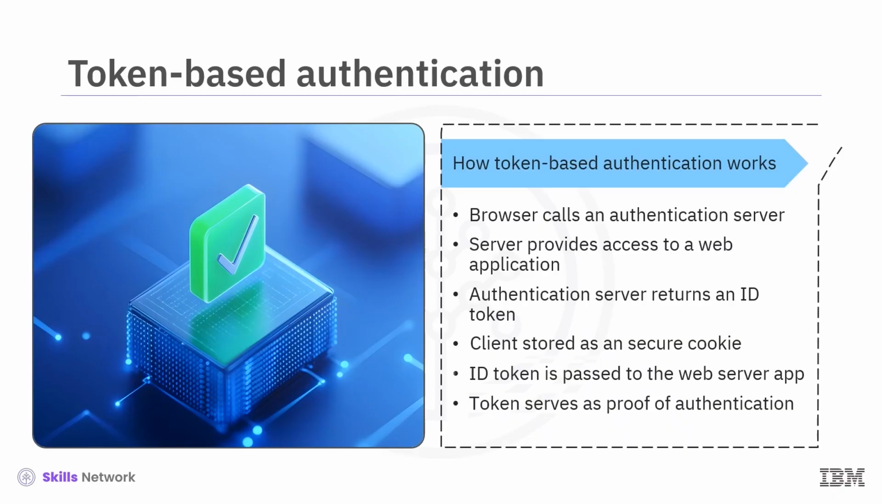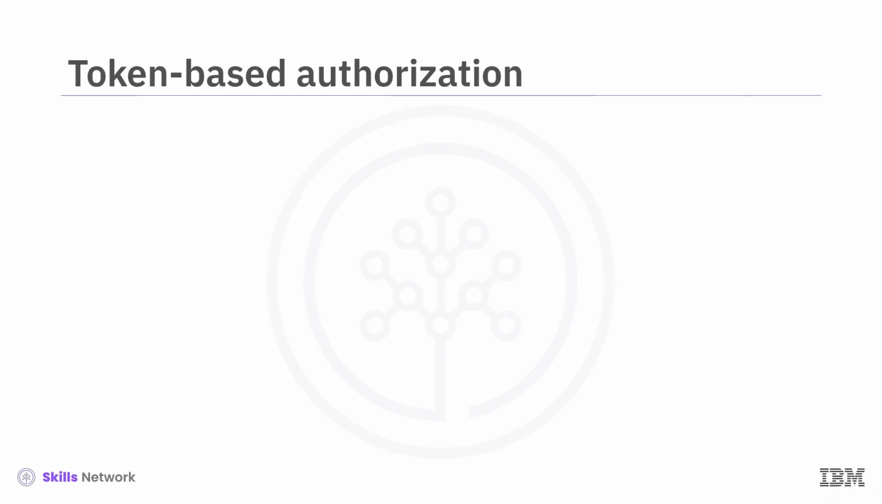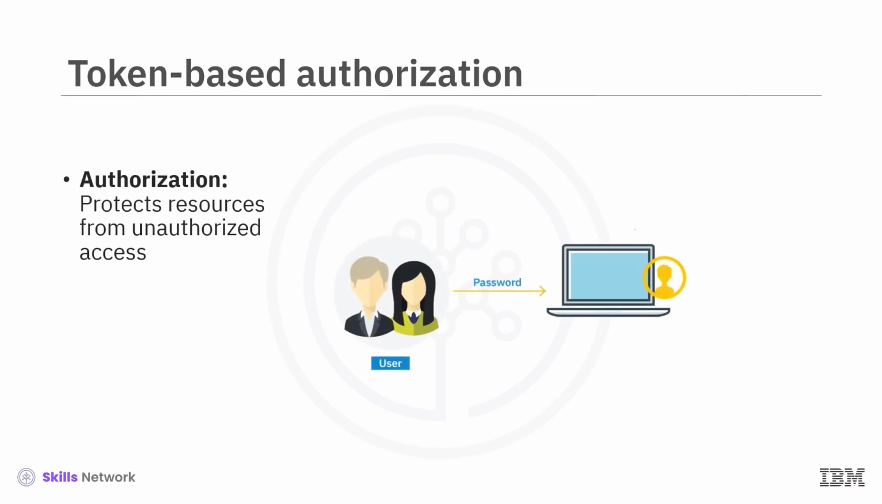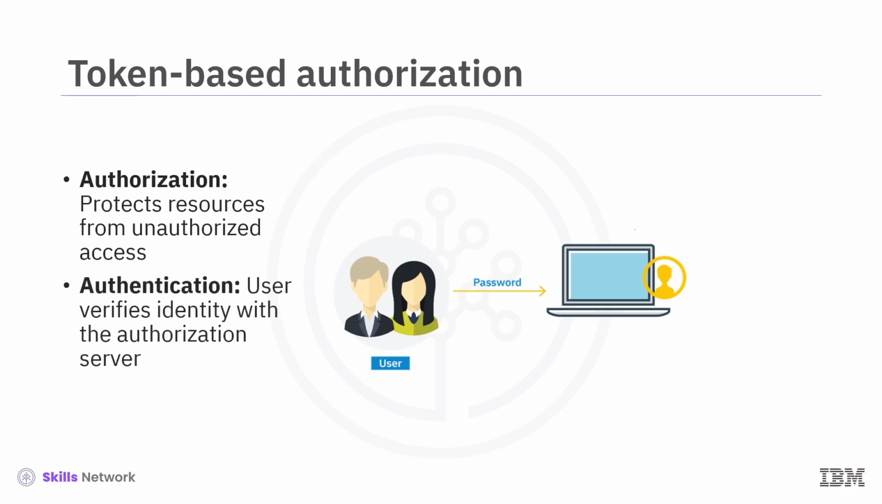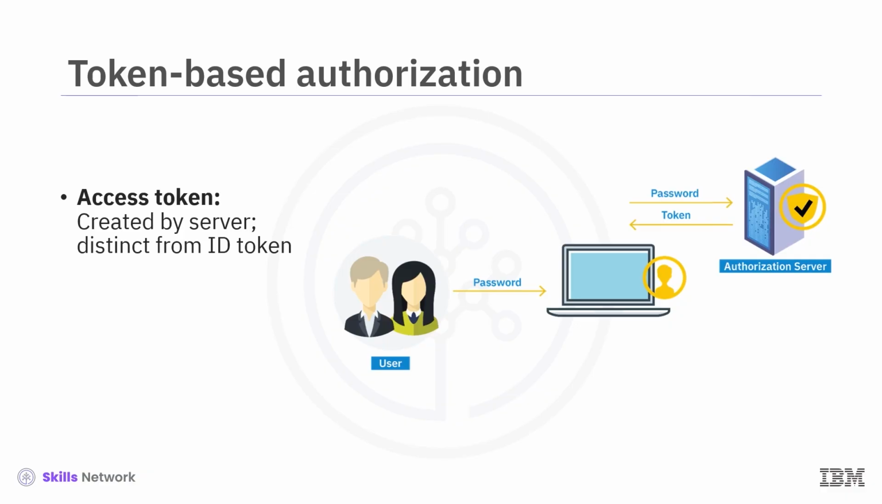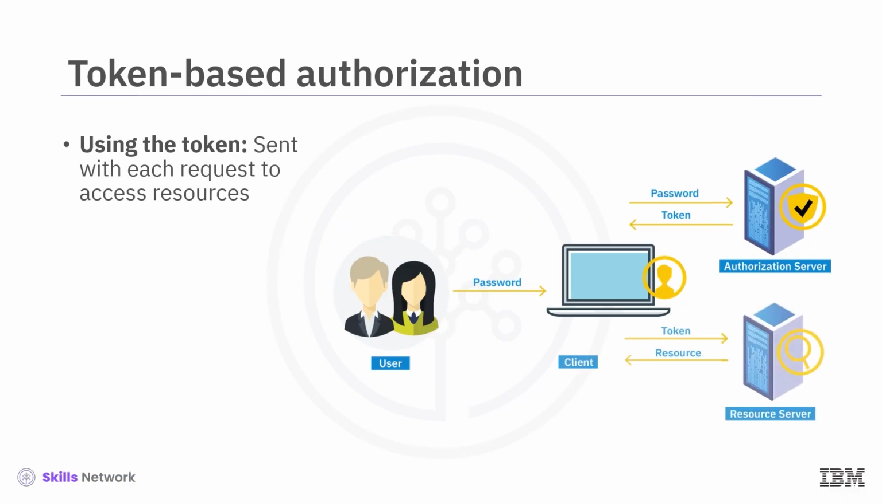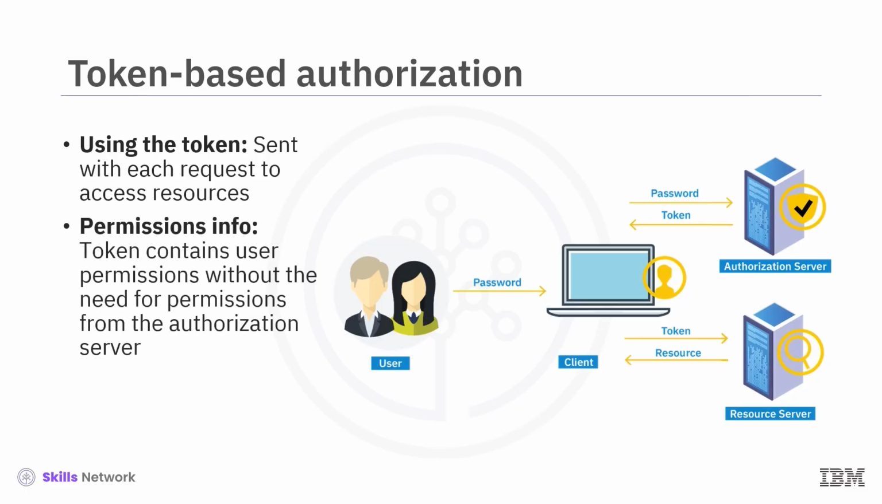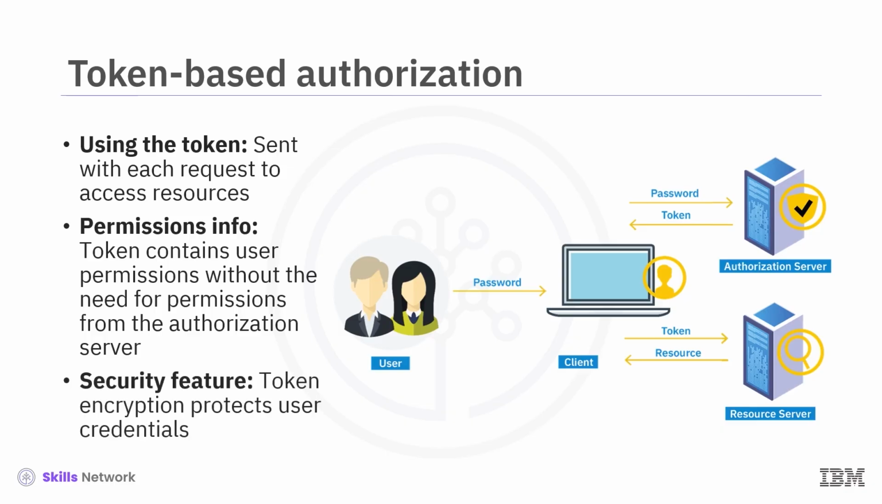Now that you understand token-based authentication, let's move on to token-based authorization. Token-based authorization occurs when a web application requests access to a protected resource, such as an API. During this process, the user authenticates with the authorization server, which then generates an access token that is sent back to the client and stored. With each HTTP request, the token is passed to the resource API server, carrying embedded permission details, eliminating the need to query the authorization server. Even if stolen, the token doesn't expose credentials due to encryption.